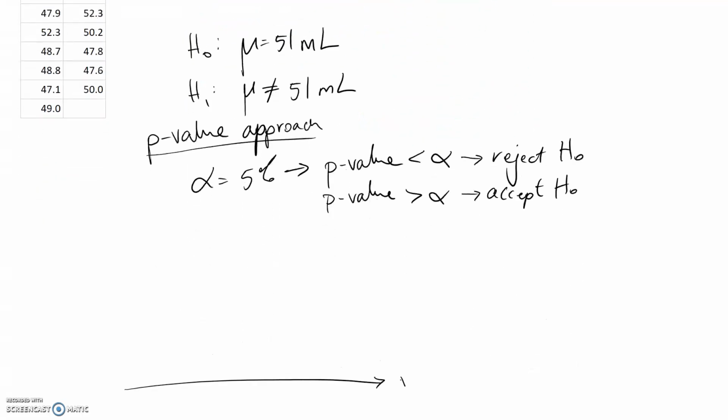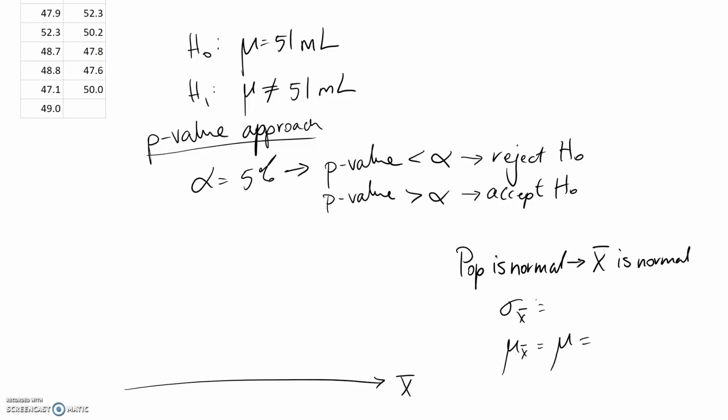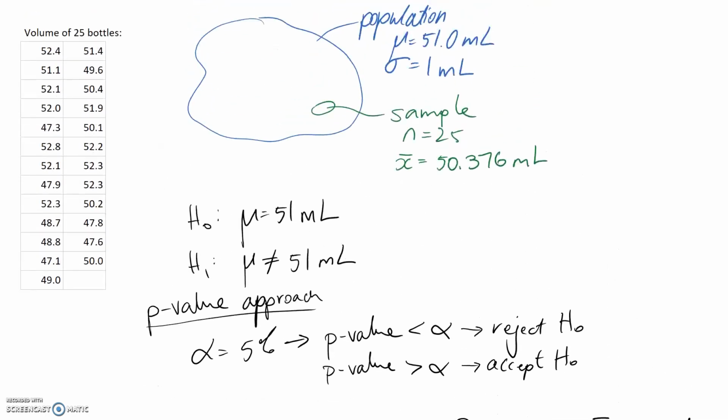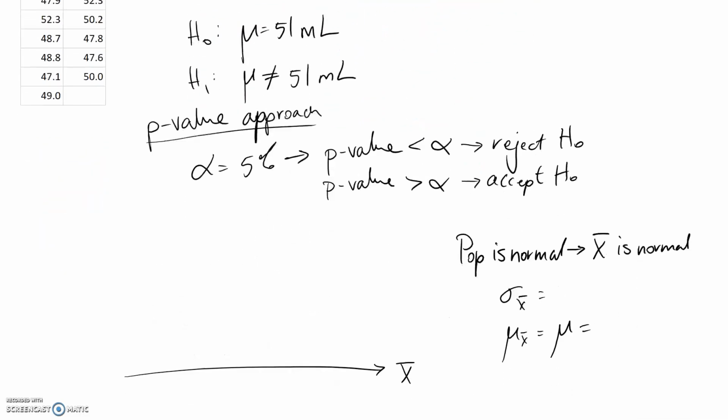So let's draw out our distribution X bar, which is the sample means. And of course we know that if our population is normal, which we were told it was, that means that X bar, that distribution, is normal as well. So we can figure out the mean and standard deviation. So the mean's the easy one. We know that the mean of X bar is equal to the mean of the population, and we have that as being 51 milliliters. Just leave it as 51.